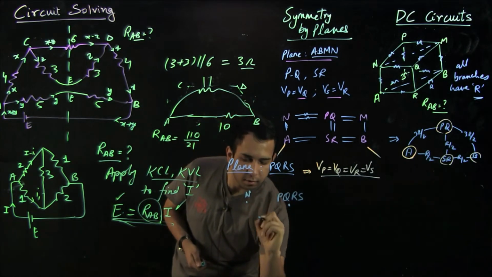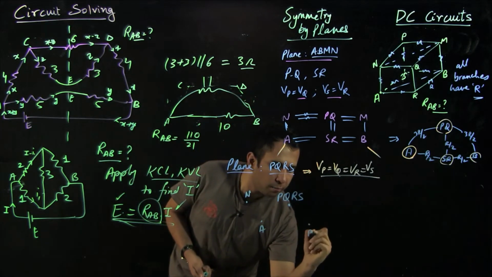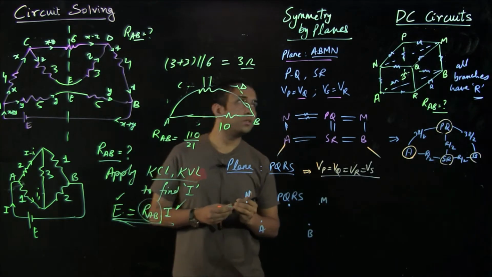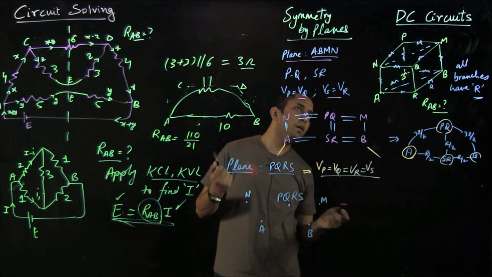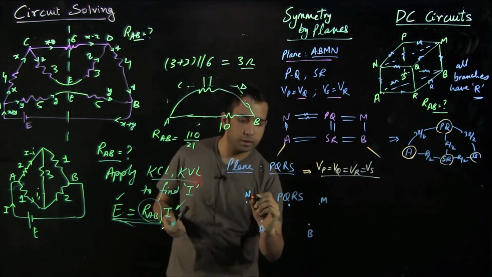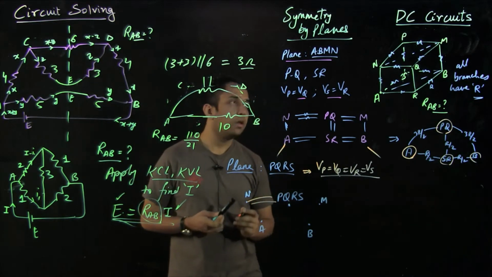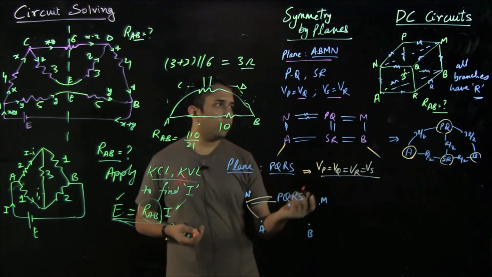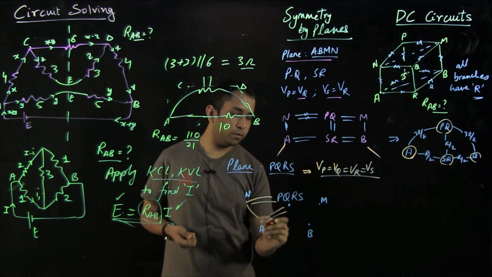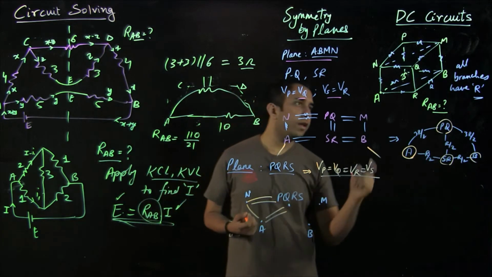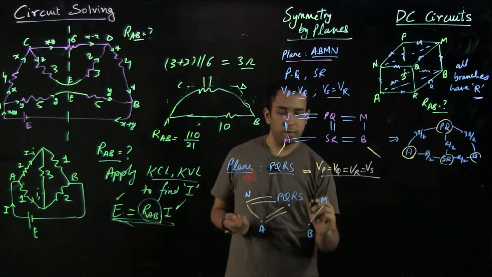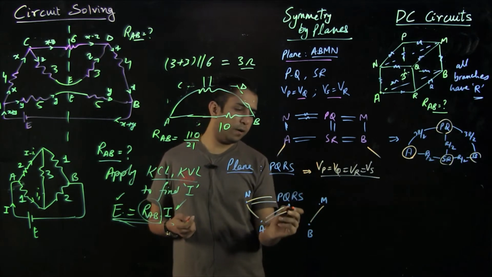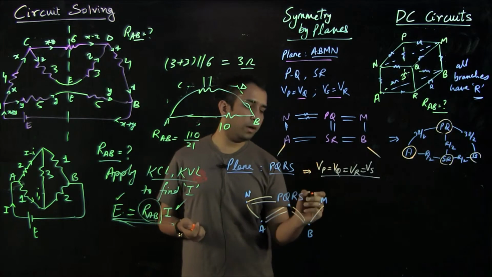So I have N, I have A, I have B, and I have M. From N to P and Q and RS I have two resistances. From N to A I have one. From A to S and R I have two. Between A and B I do not have any. From B to M I have one. From B to PQRS or SR I have two. From M to PQ I have two.